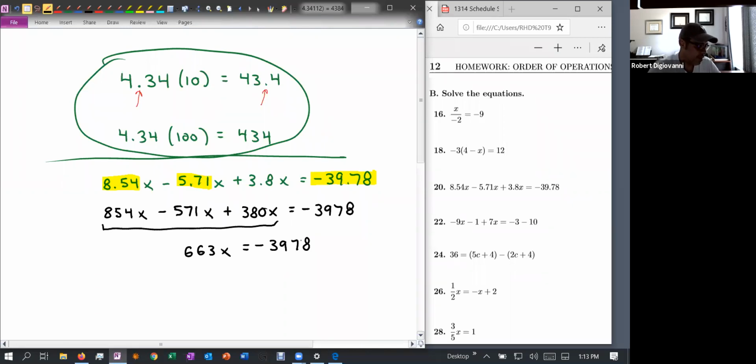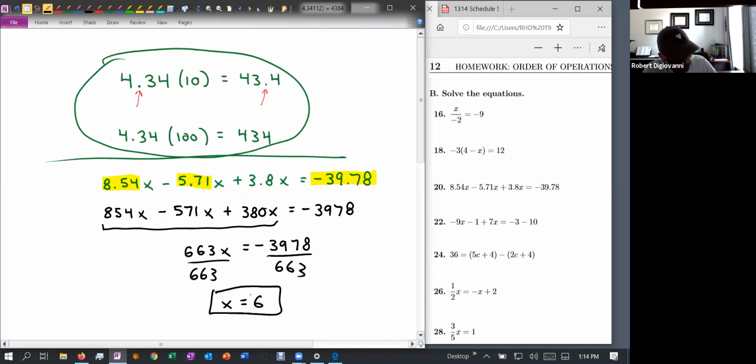And now I need a coefficient of 1, so I will divide both sides by what? 663. So if I take this and divide by 663 and take this and divide by 663, you actually get a nice answer. The answer is negative 6.